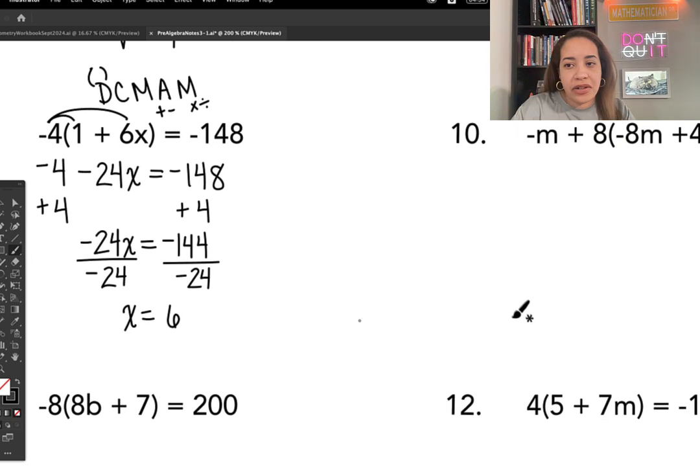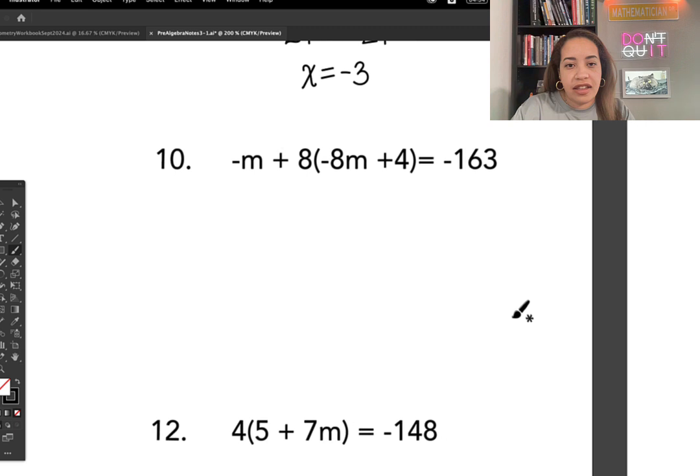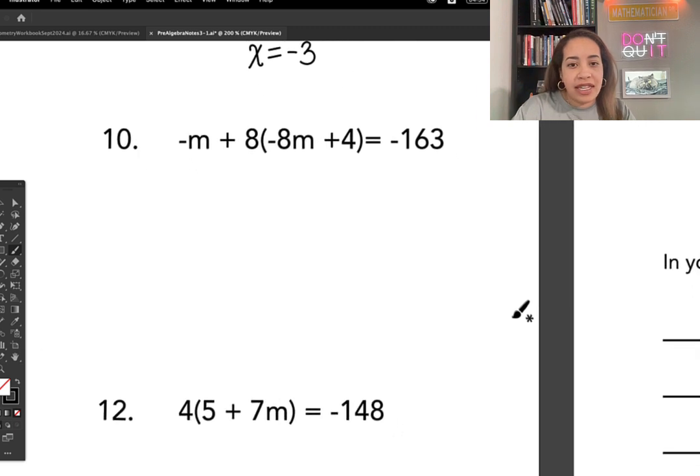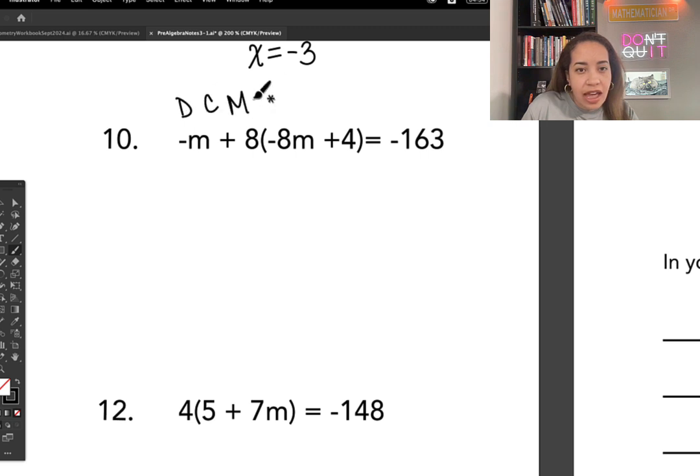Let's try out number 10. So as we see this one, remind yourself of the steps. Don't call me after midnight. And we know that the D stands for distribute. I do see parentheses in this problem, so I should start by distributing.